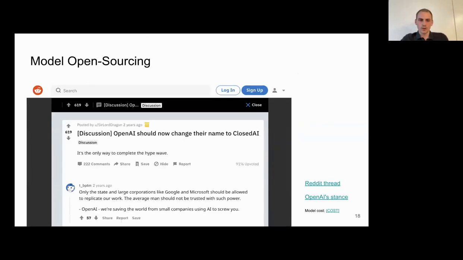Good. One aspect I want to talk about quickly is model open sourcing. This is a screenshot from Reddit, which has 600 upvotes, which is quite a bit on the machine learning subreddit. Someone was saying, let's have a discussion about whether OpenAI should change their name to Closed AI. This was because at that time, OpenAI had the best language model, the GPT model, and they decided not to open source it.